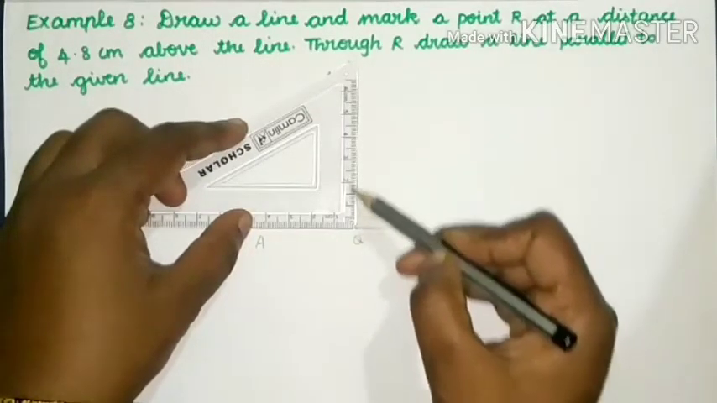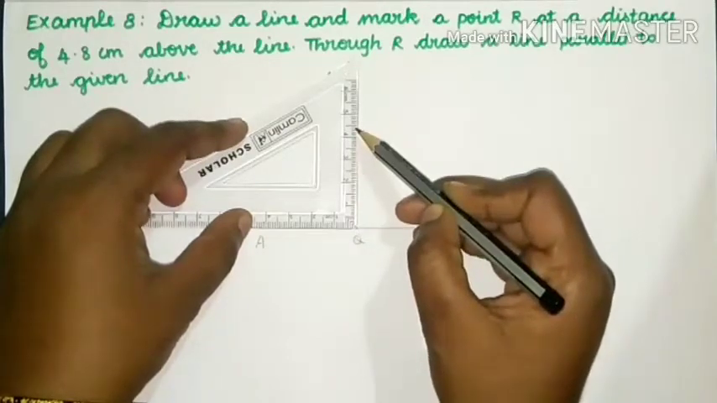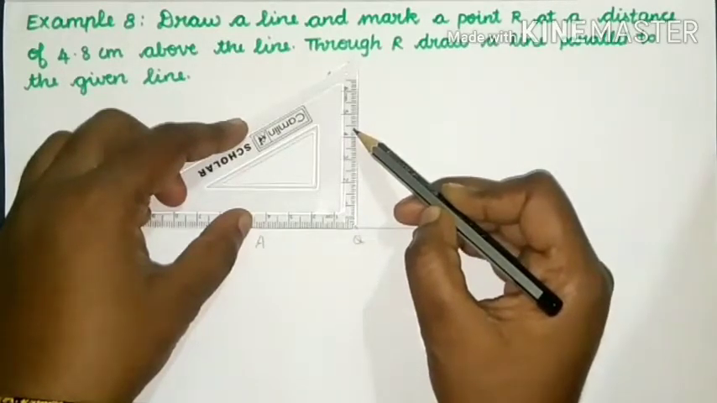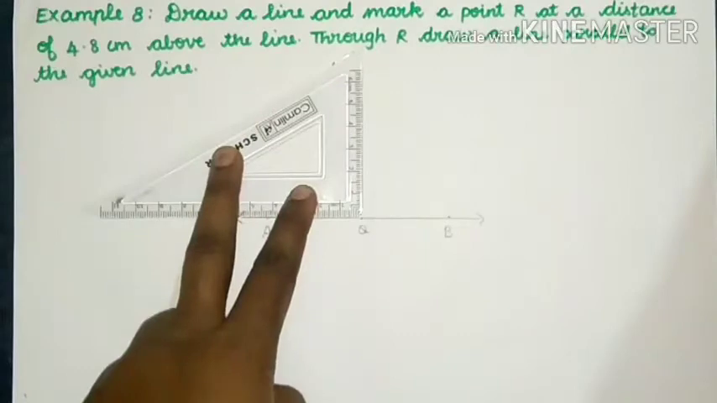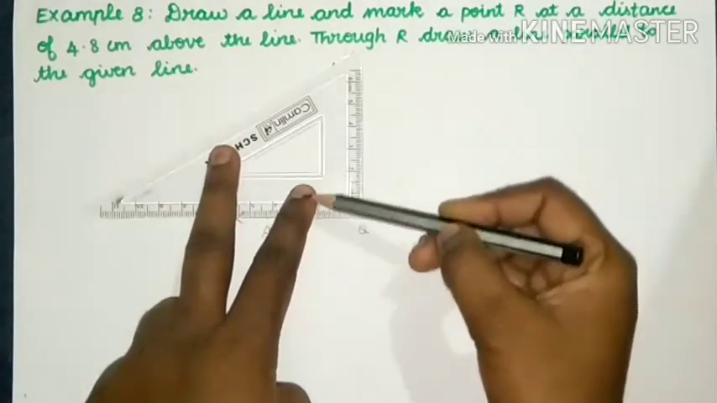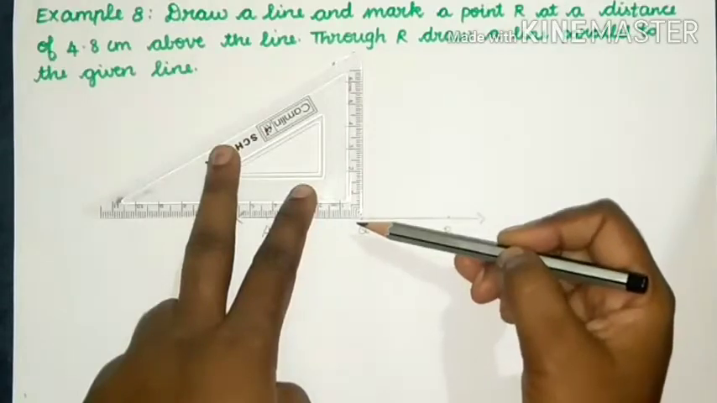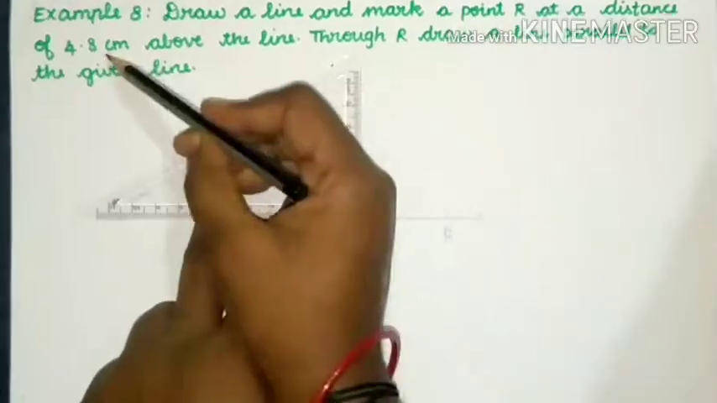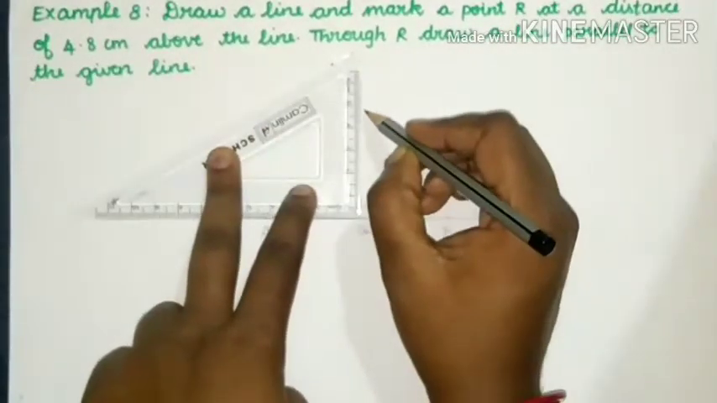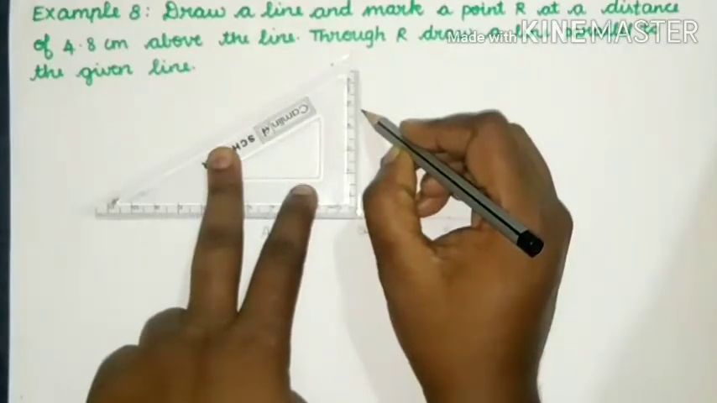You have to measure the distance 4.8 cm using a set square. See, here the perpendicular edges are graduated in centimeters. So, we can easily find the distance of 4.8 cm. Correctly mark 4.8 cm.